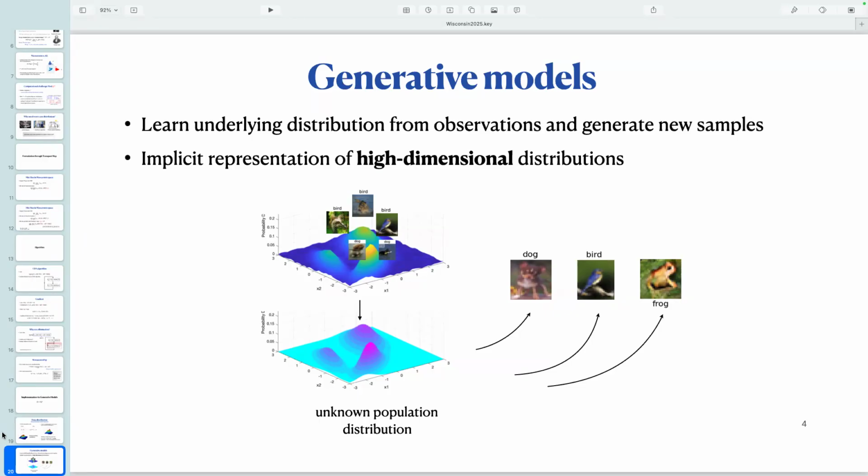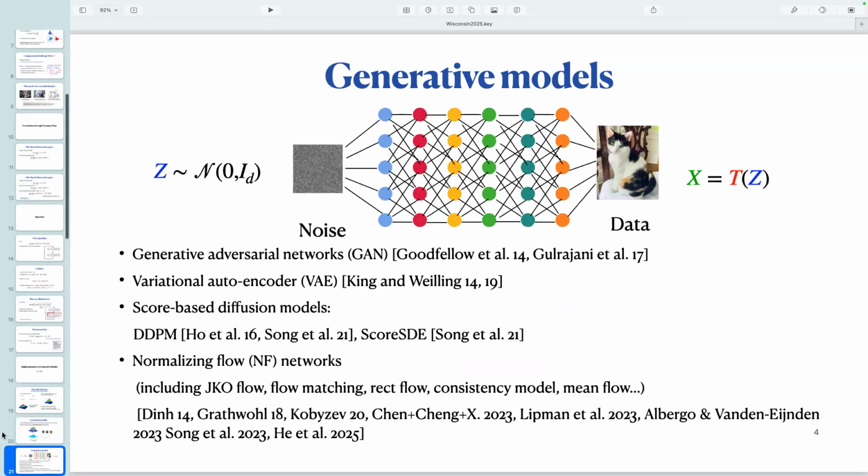Roughly speaking, you have collected a lot of data, like pictures of birds and dogs, sampled from a very complicated high-dimensional distribution. I don't know what it is. The generative model, without learning exactly what the distribution is, can generate lots of samples following the same distribution. So that's the idea. You can sample from it, although you cannot know exactly what it is.